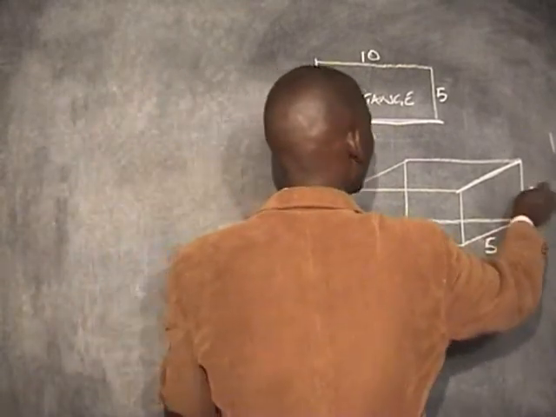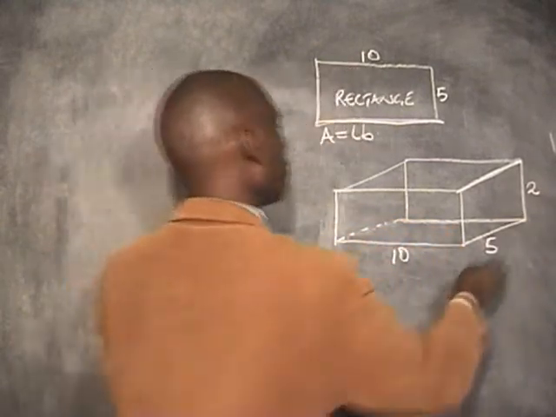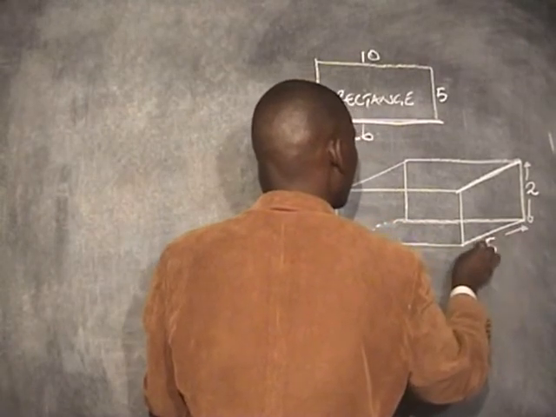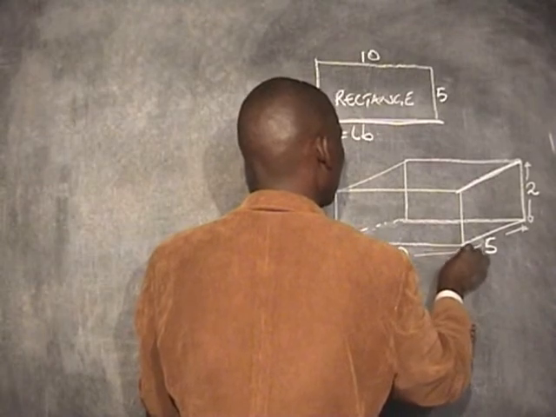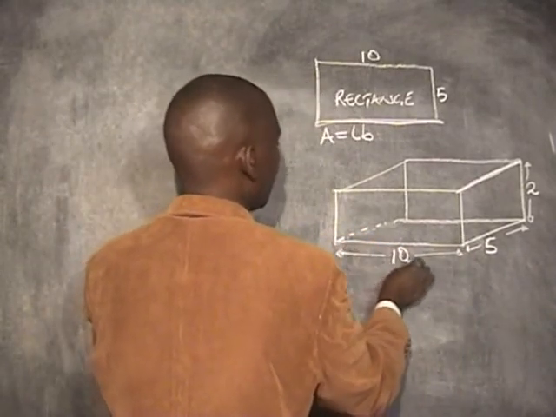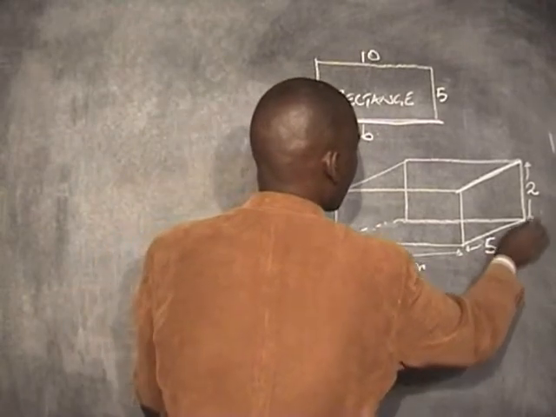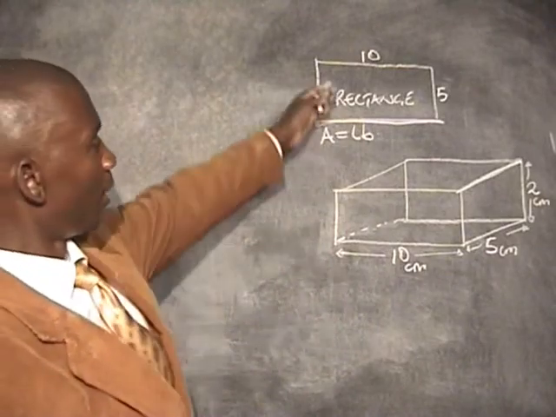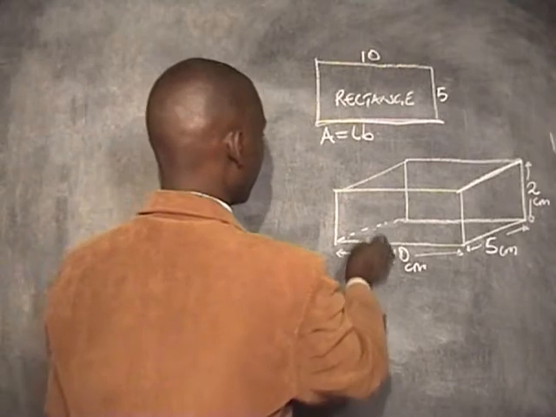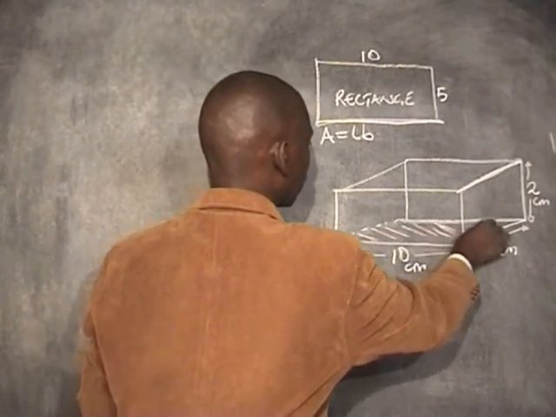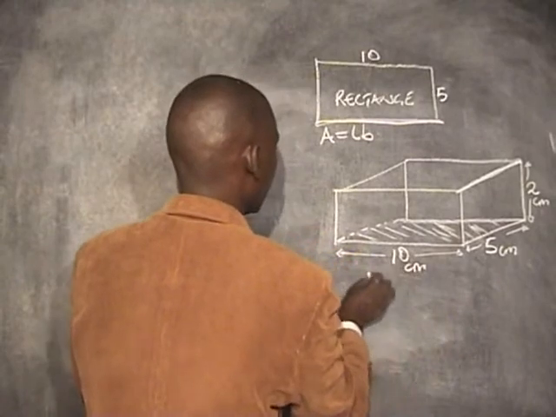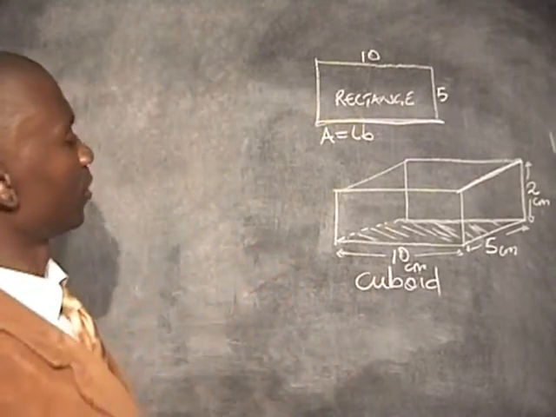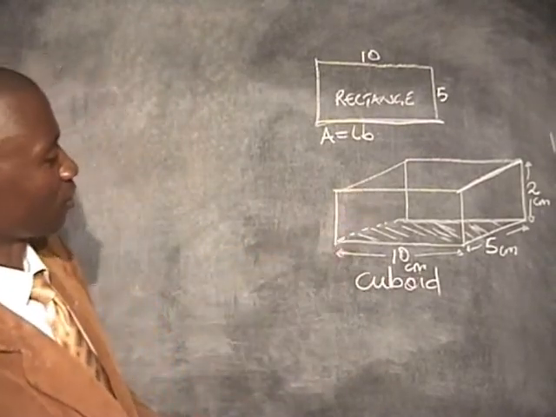Whereas the height is not going to be 5, it is going to be 2. The distance from there to there is the perpendicular height, and this distance from there to there is 5, whereas the distance from there to there is 10. And I assume that these are in centimeters. So now, looking at this shape, a rectangle and the rectangular prism, the other name given to a rectangular prism like this one is a cuboid. This is not a cube, but a cuboid, because it is formed as a result of a rectangle.